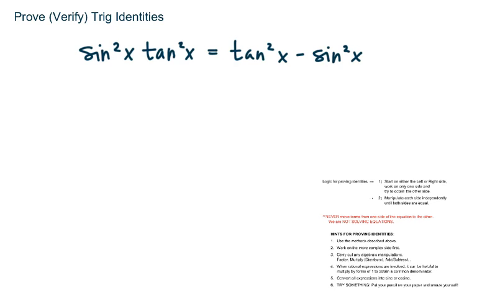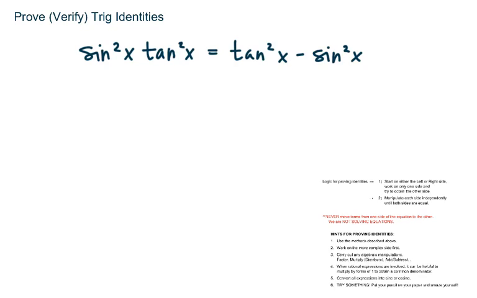Welcome back. In this video, we're going to prove some trig identities. We're going to start with this first identity here, which is sine squared x times tangent squared x equals the difference of tangent squared x minus sine squared x.